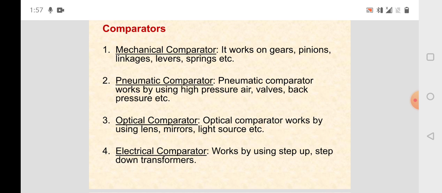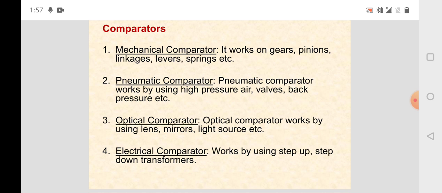It can be attached to some machines also. Some machining is going on, and that particular comparator can be attached to that machine. Whether that workpiece is produced to the standard size or not, we can get it readily with the help of the comparator.